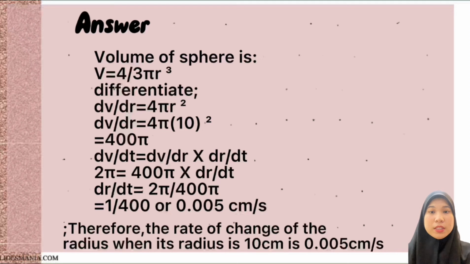dV per dt equals dV per dr times dr per dt. dV per dt is 2 pi, equal to dV per dr, which is 400 pi, times dr per dt. So dr per dt equals 2 pi over 400 pi. The answer is 1 per 200 or 0.005 cm per second. Therefore, the rate of change of the radius when its radius is 10 cm is 0.005 cm per second. Thank you.